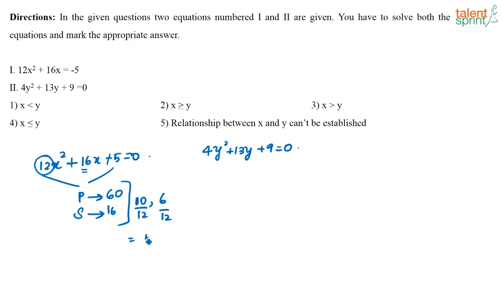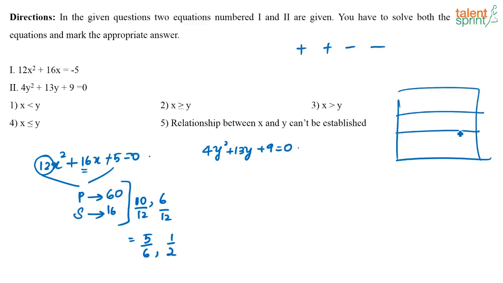10 by 12 is nothing but 5 by 6, and 6 by 12 is 1 by 2. Now according to the sign table, what will be the sign of the roots? If both are plus, then both the roots are going to be negative. I hope all of you remember this table. Please memorize it. You need not write this table in the examination because it's a waste of time. You can just learn it by heart so that you don't need to write it down in the exam.